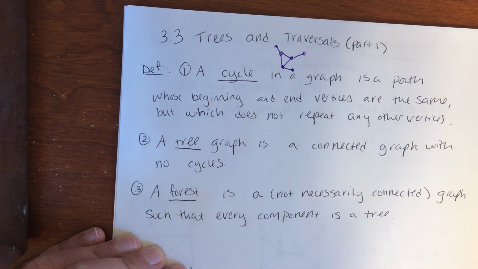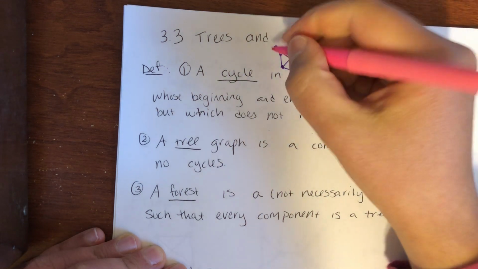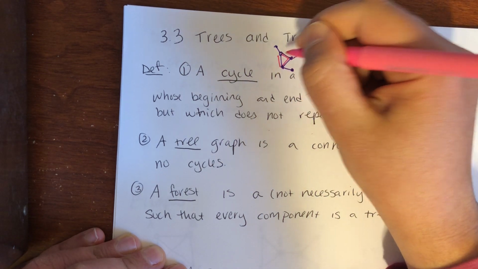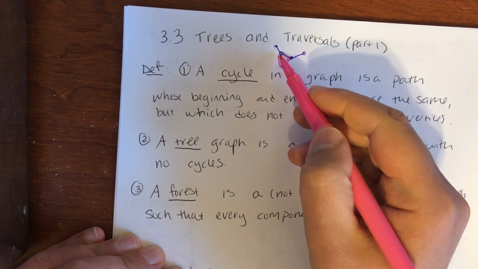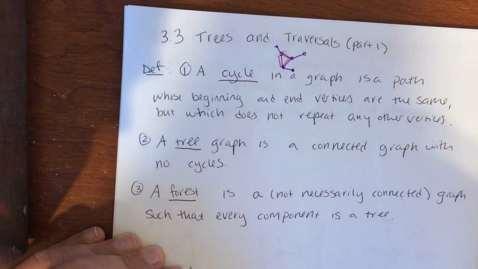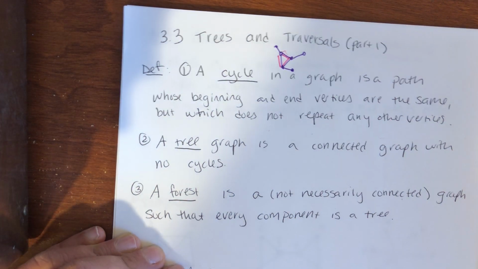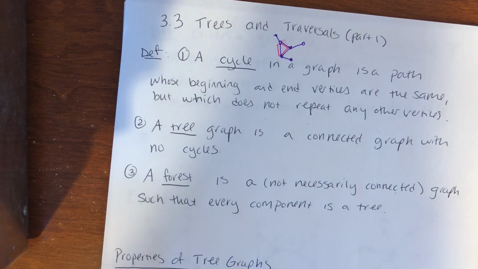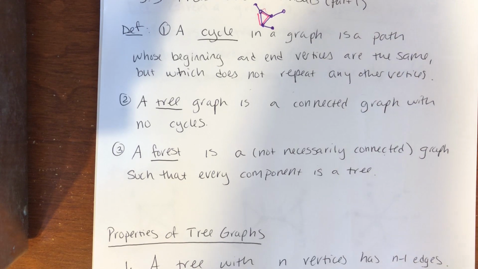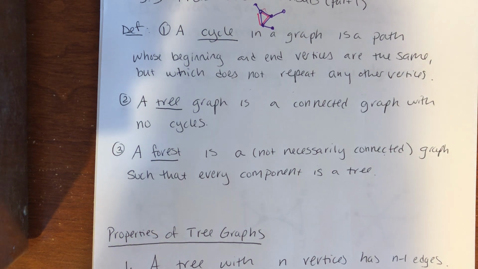this has a cycle. I'm going to highlight it in pink. It has this cycle right here. It's a path that starts and ends on the same vertex, and doesn't repeat any other vertices. So it doesn't use them all, right? But it's sort of got a subcycle here in the middle. A tree graph is just a connected graph that doesn't have any cycles. And a forest is a not necessarily connected graph where each component is a tree.